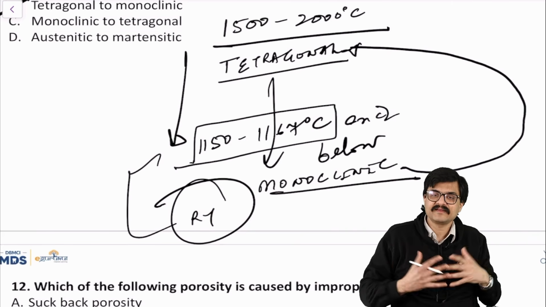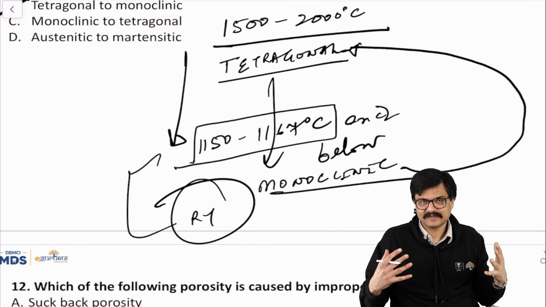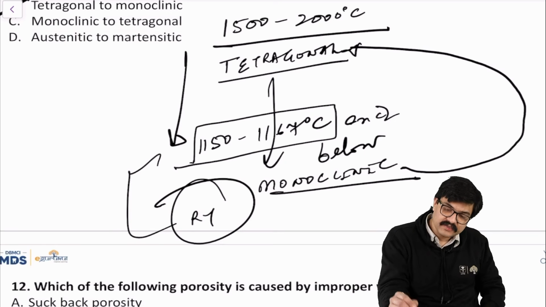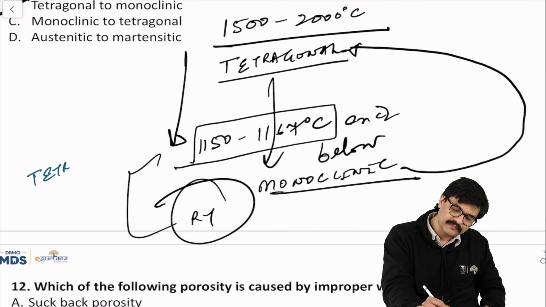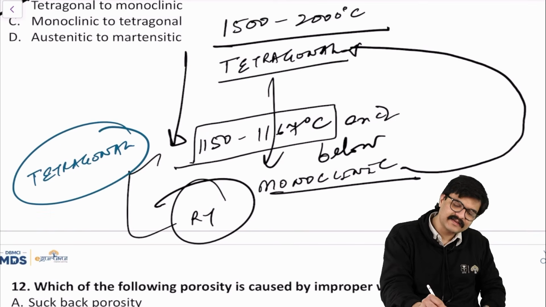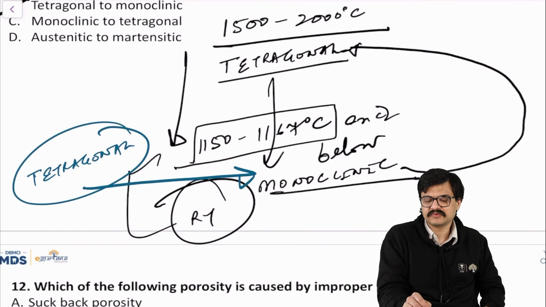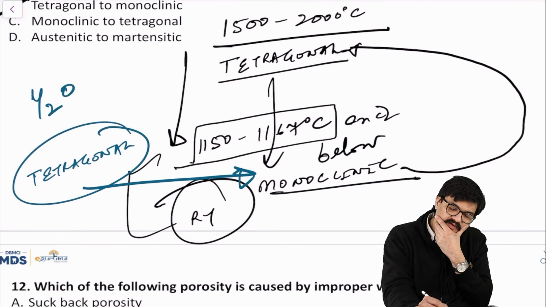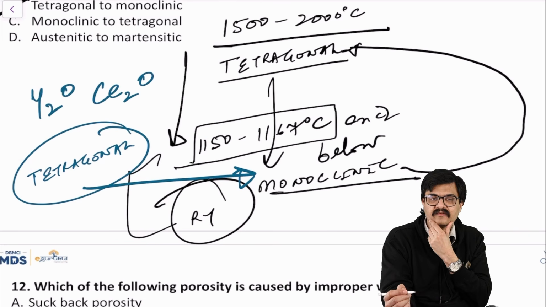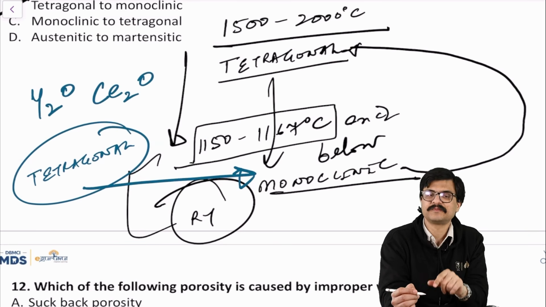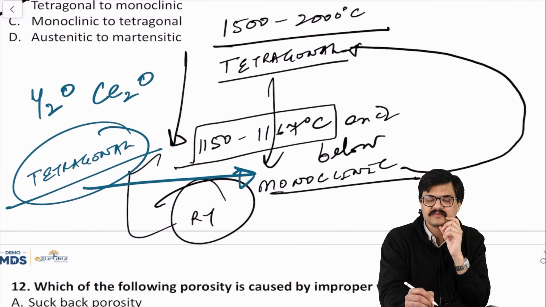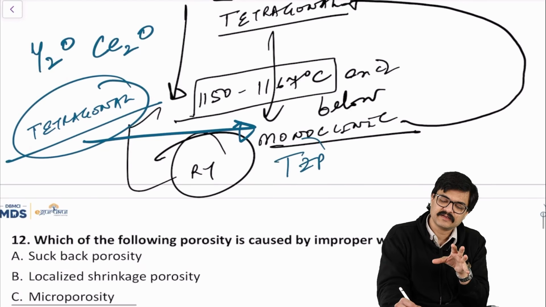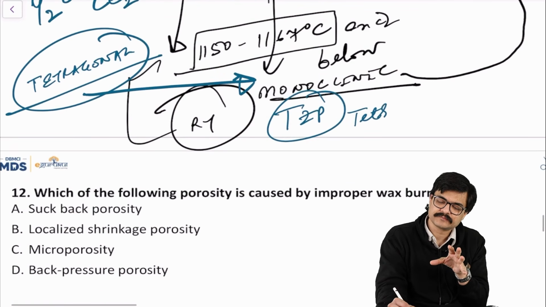Now, monoclinic already has a larger crystal volume. So I want my zirconia to exist as tetragonal at lower temperatures, and then when crack formation takes place, I want it to transform into monoclinic. So how do I do that? I dope it with yttria, yttrium oxide, and cerium dioxide. That helps in keeping the zirconia in its tetragonal phase, and that is known as TZP, tetragonal zirconia polycrystals.